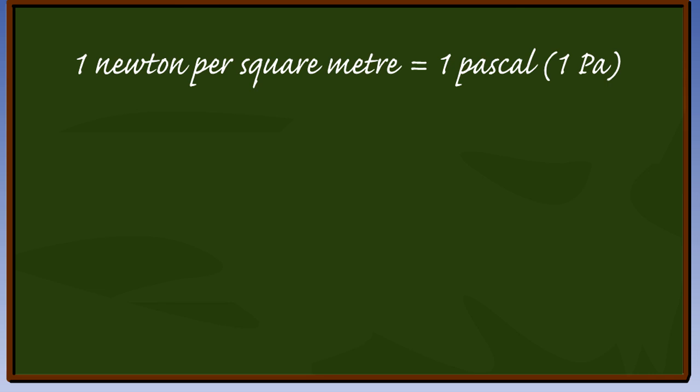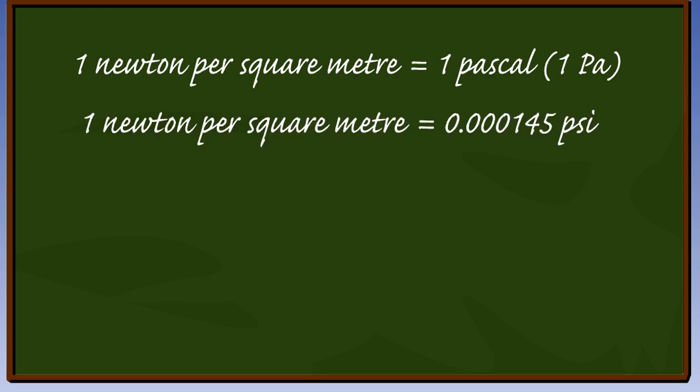In theoretical mathematics, the normal units of pressure are newtons per square metre. These units are often referred to as pascals. 1 newton per square metre equals 1 pascal. However, most aircraft gauges are calibrated in pounds per square inch, or psi. It is probably worth noting that a pressure of 1 newton per square metre is very small.